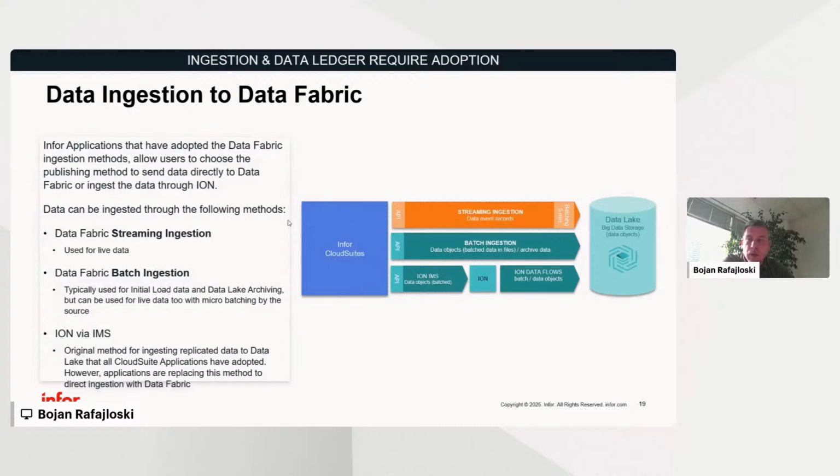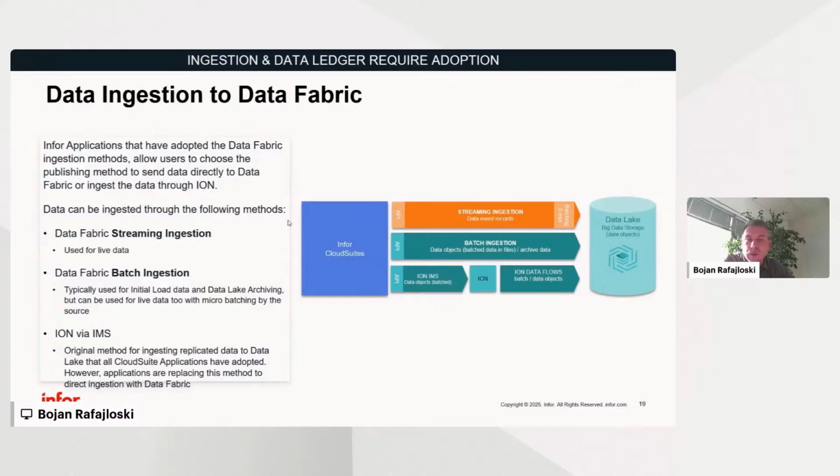or to Data Fabric. The newer methods that we currently have are streaming ingestion and batch ingestion. Those are two protocols provided by Data Fabric, which are used primarily for ingesting live data. That's the streaming ingestion that allows our ERPs to send each record change as it happens. We call that as well a data event.